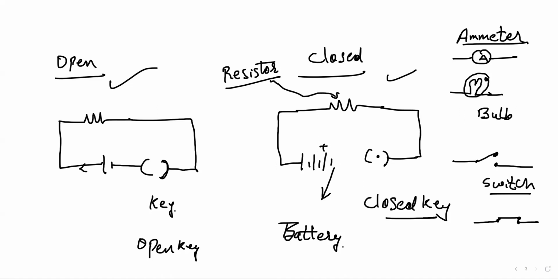Sir, for voltmeter, we can keep V in place of A, sir. Yeah, so that is switch. This is open. This is closed switch. Now we have one more thing that is left. That is fuse. Voltmeter, V. So even fuse. Yeah, fuse also.